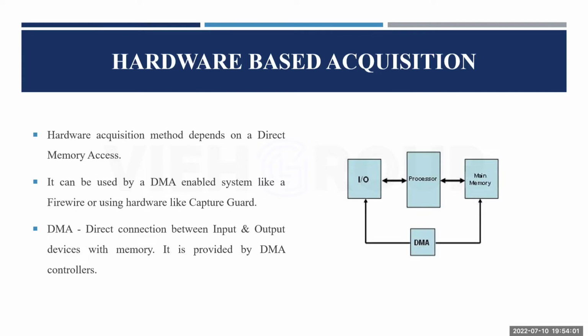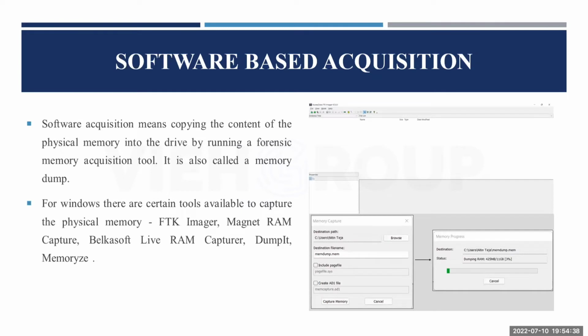So hardware-based acquisition can be used only in DMA-enabled systems, like FireWire and hardware like Capture Guard. The main disadvantage of this hardware-based acquisition is that hardware like FireWire and Capture Guard should be installed in the system prior to capturing memory. So it won't be possible when we have to acquire a victim's memory dump. We can't expect a victim to be using FireWire and Capture Guard, so it won't be possible in every case.